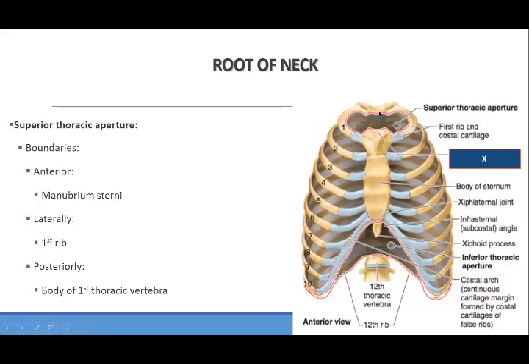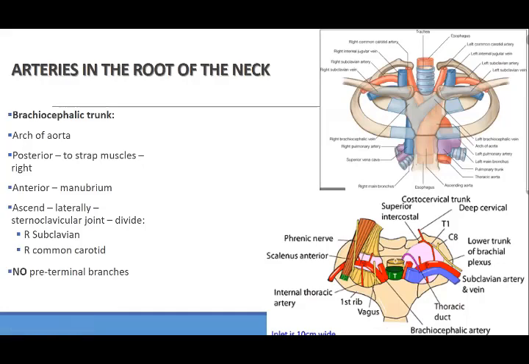Now, one by one, let's do the structures in the root of the neck, starting with the arteries. The arteries in the root of the neck: the brachiocephalic is one of them. You have already done the brachiocephalic, right? But still, at the cost of repeating myself, the brachiocephalic artery arises from the arch of the aorta. It is the first branch arising from the arch of the aorta, runs in the superior mediastinum, and passes behind the sternoclavicular joint. Anteriorly it is covered by the strap muscles.